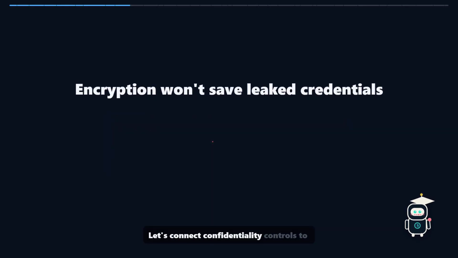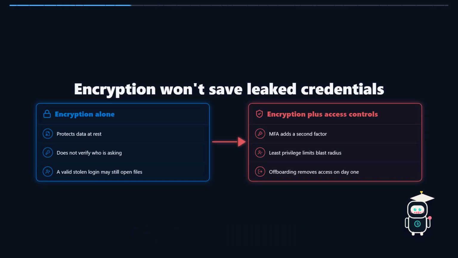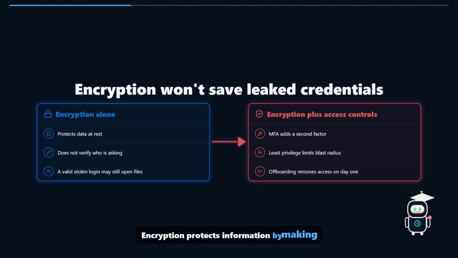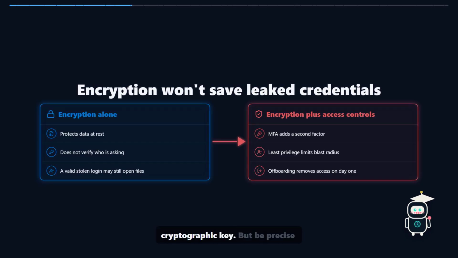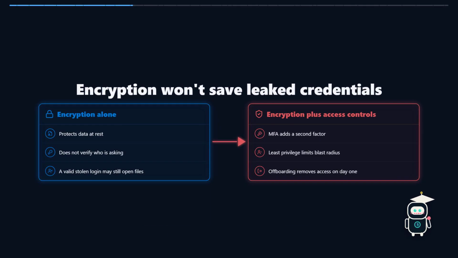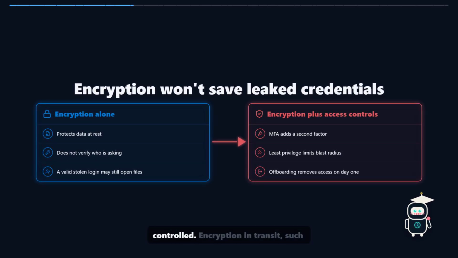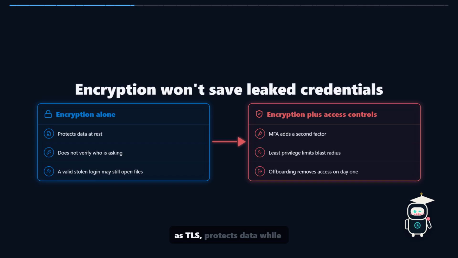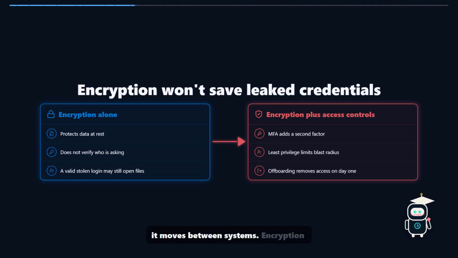Let's connect confidentiality controls to the specific problems they solve. Encryption protects information by making it unreadable without the appropriate cryptographic key. But be precise about what you're protecting. Encryption at rest protects stored data when keys are appropriately managed and access to decryption is controlled. Encryption in transit, such as TLS, protects data while it moves between systems.